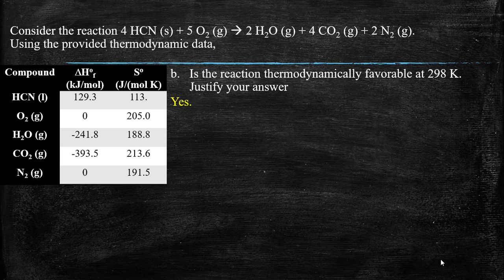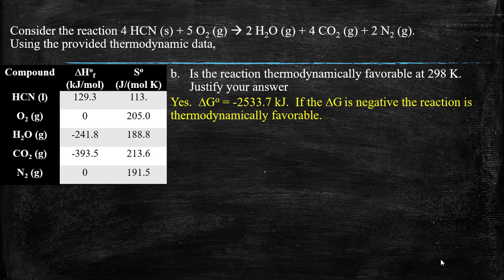The second question asks, is this reaction thermodynamically favorable at 298 Kelvin? Justify your answer. The answer is yes. The delta G naught is negative. If the delta G is negative, the reaction is thermodynamically favorable, QED.